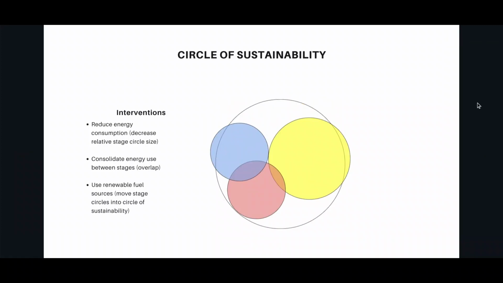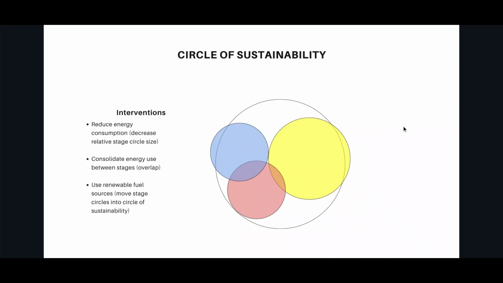The last intervention is to move the circles into the circle of sustainability. So again, any section that's outside of the sustainability represents an area where energy use requires fossil fuels. So moving the stage circle into the circle of sustainability is practically like ensuring that there is renewable energy capacity for that stage.